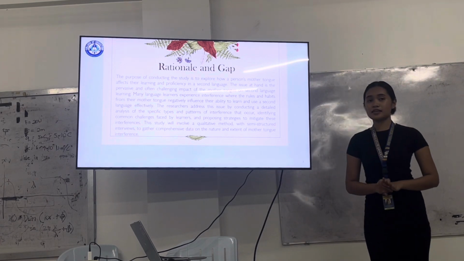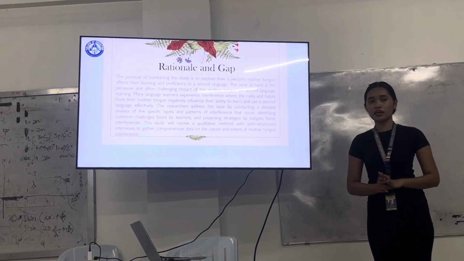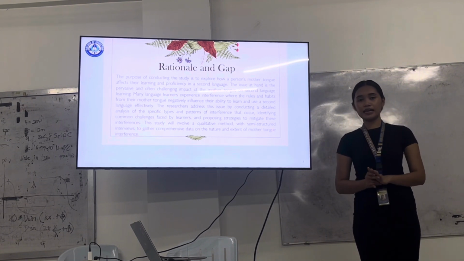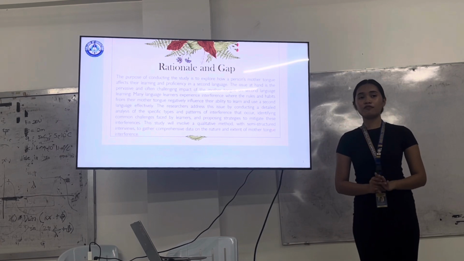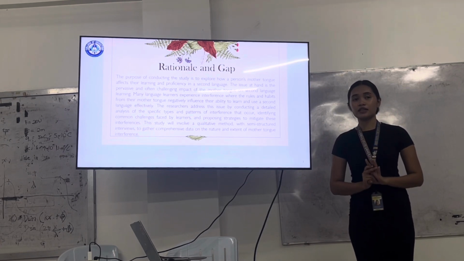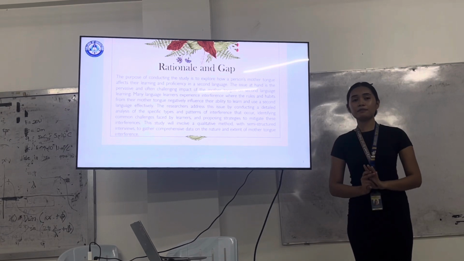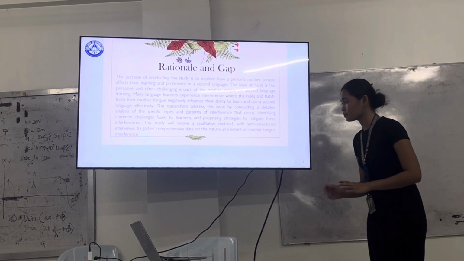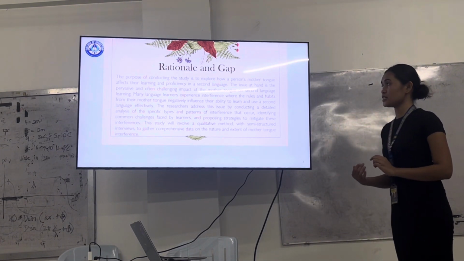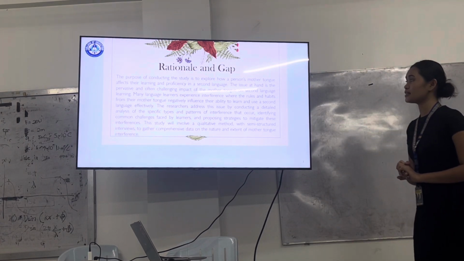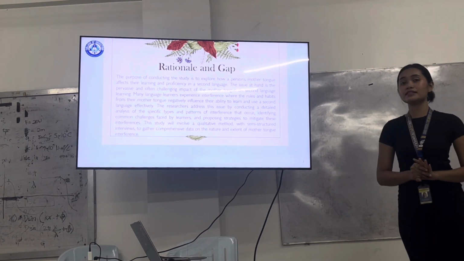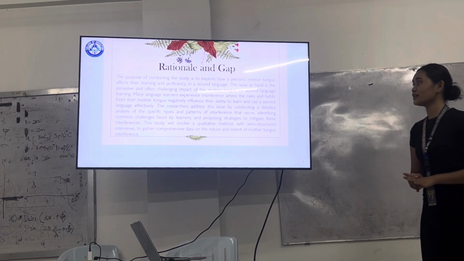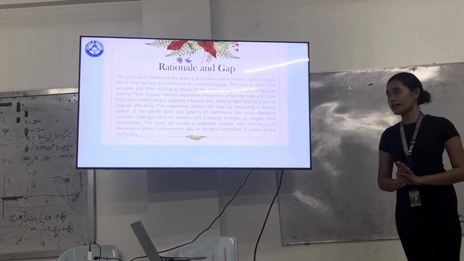In most classroom settings, regardless of students' program affiliation, there is a prevalent issue with proficiency in a second language, particularly in using English as the medium of communication. They may struggle to articulate complex words or concepts, actively participate in discussions, and confidently engage in academic discourse. The researchers addressed this issue by conducting a detailed analysis of the specific types and patterns of interference that occur, identifying common challenges faced by learners and proposing strategies to mitigate these interferences.